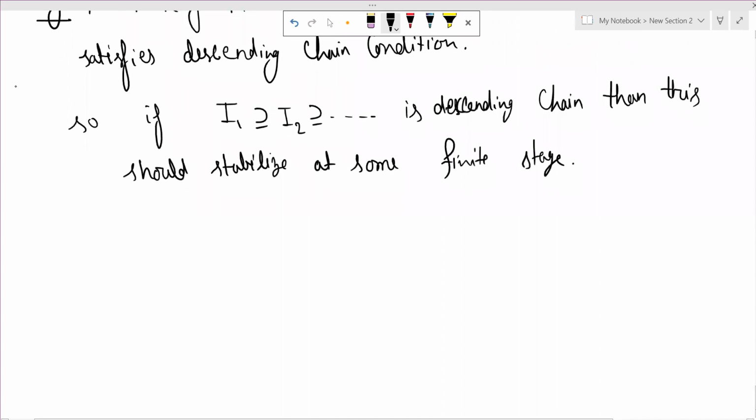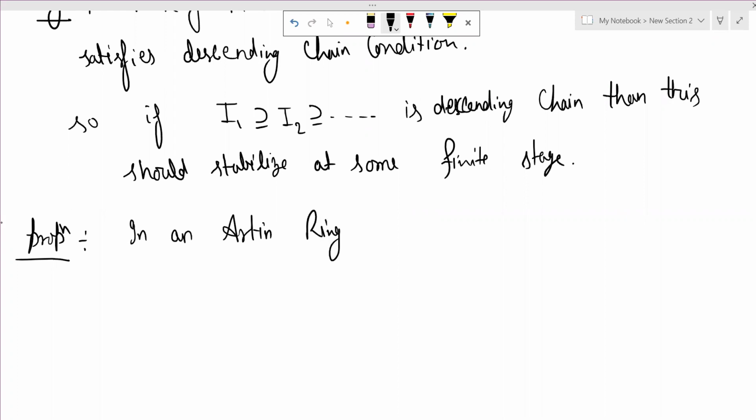So let's see some nice property of this ring, right? Let's introduce a statement, a proposition you can say, and then you will get the flavor of how nice this is. In an Artin ring, every prime ideal is maximal.